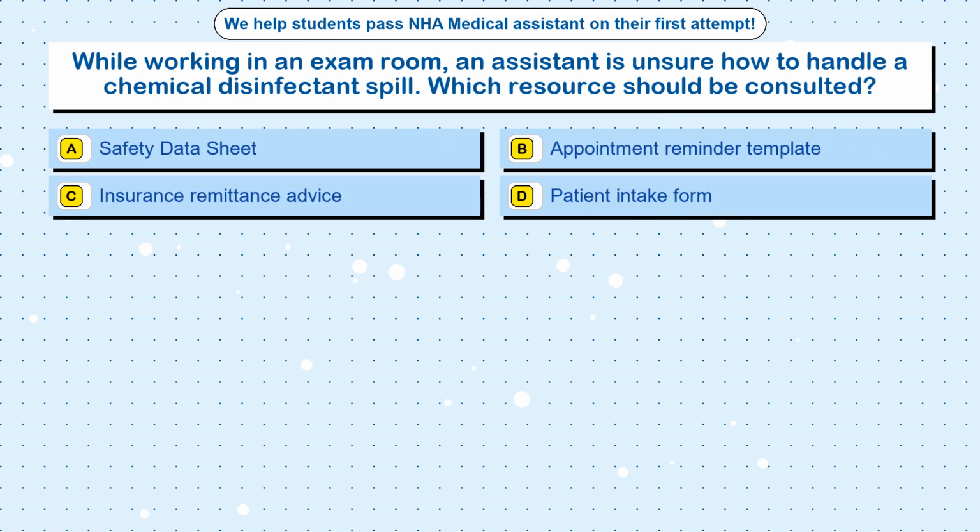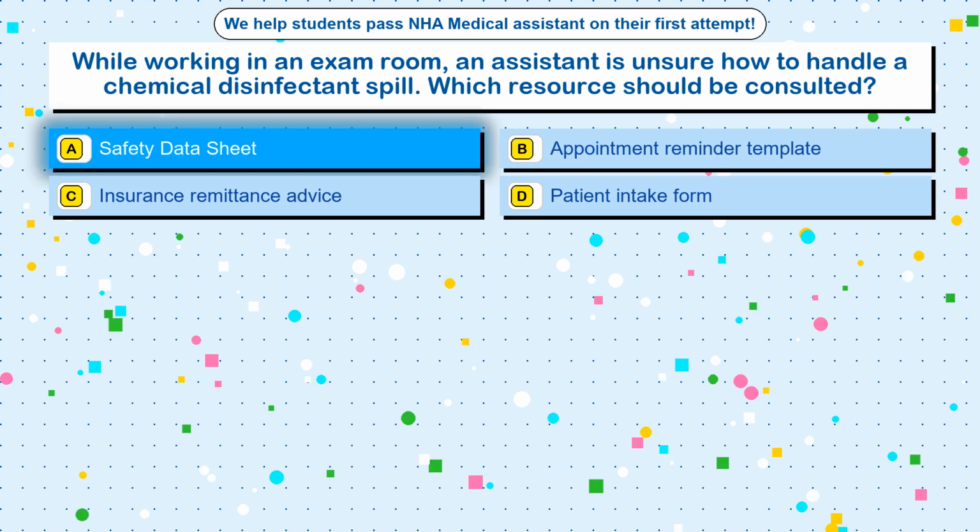Question 25. While working in an exam room, an assistant is unsure how to handle a chemical disinfectant spill. Which resource should be consulted? Option A, safety data sheet. Option B, appointment reminder template. Option C, insurance remittance advice. Option D, patient intake form. The correct answer is option A, safety data sheet.